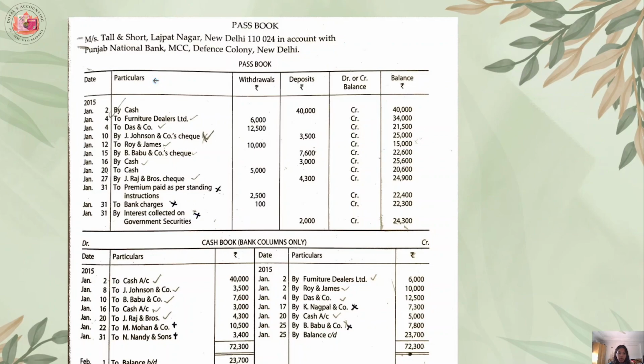Now, how do I know what items are causing the difference? As you can see all these marks here, I have ticked all the transactions that have been recorded both in the passbook as well as the cash book. One more concept before we go into this.